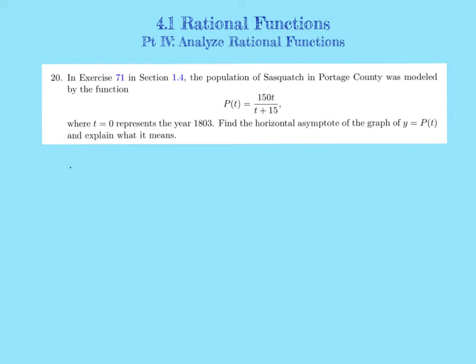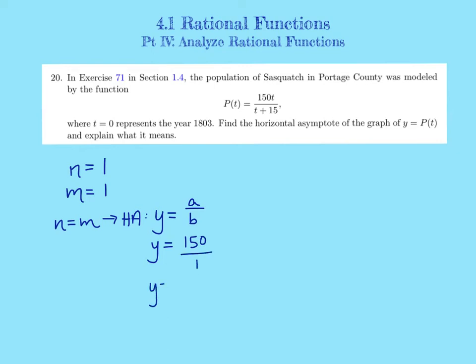So the degree of our numerator, n, is just 1 because it's 150t to the first, and the degree of our denominator, m, is also 1 because it's t to the first, and then plus 15. So because n equals m, our horizontal asymptote is the horizontal line y equals a over b, where a is the lead coefficient of the numerator and b is the lead coefficient of the denominator. The lead coefficient of the numerator is 150, and the lead coefficient of the denominator is 1. Therefore, our horizontal asymptote is the line y equals 150.